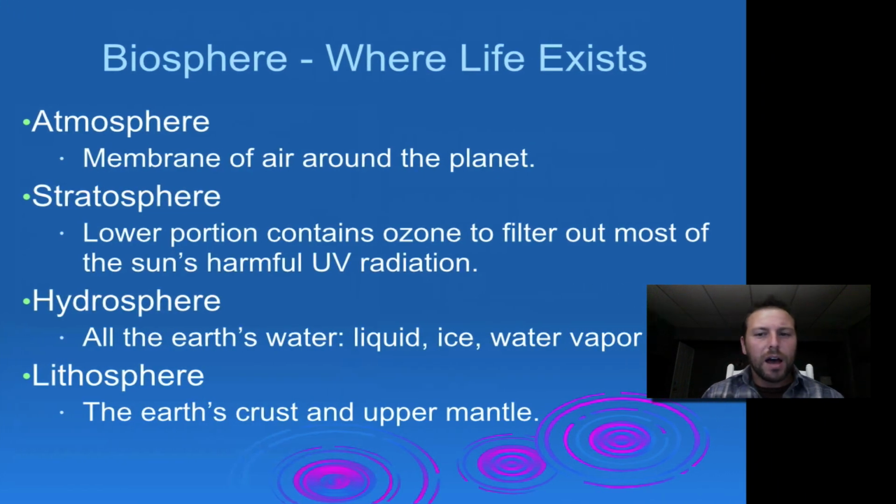So in the biosphere, like we said, the atmosphere is just a membrane of air that surrounds the planet. We have the stratosphere, a lower portion of our atmosphere, and the lower portion of the stratosphere contains ozone, which is extremely important because it filters out UV radiation coming in. We'll be talking more about that. Hydrosphere, where all the water is. We're talking about liquid, ice, water vapor. And the lithosphere, definitely one of the more important ones because of the nutrients it has in here that really make life available.